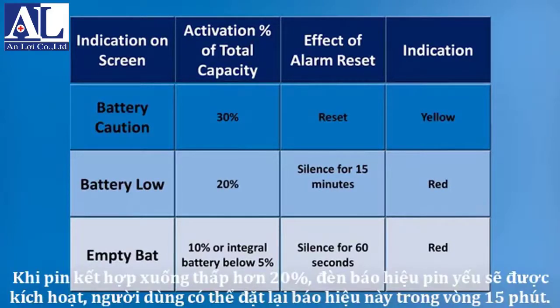When the combined charge of both batteries is less than 20%, a medium priority alarm is activated. This alarm can be reset by the user for 15 minutes.